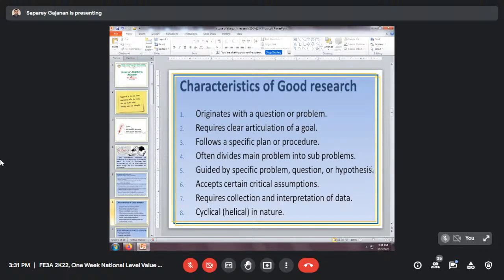So that you will get a beautiful jewel. And guided by a specific problem and hypothesis, what is the base for your start? The base for your start should be very strong. To get a strong base, you should carry out an exhaustive, elaborate literature survey, and accept certain critical assumptions also. See, there are two types of parameters we generally observe: controllable parameters and uncontrollable parameters.